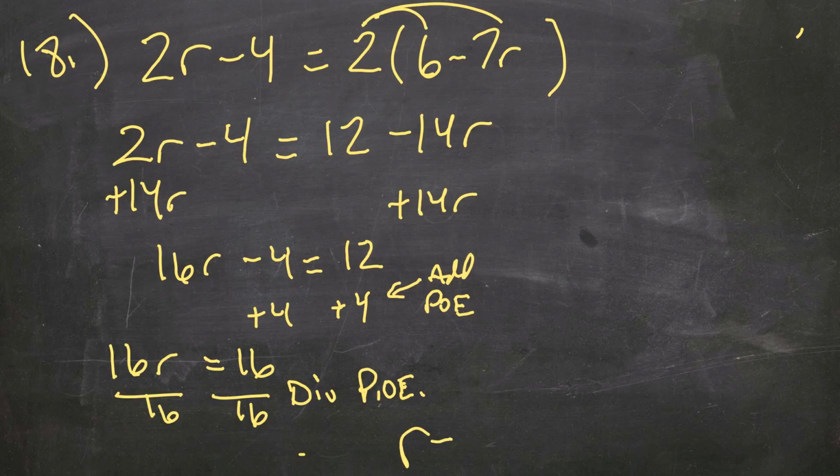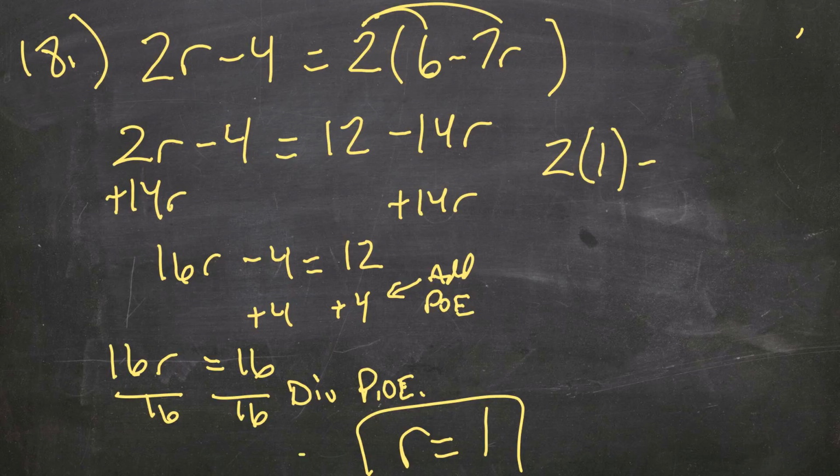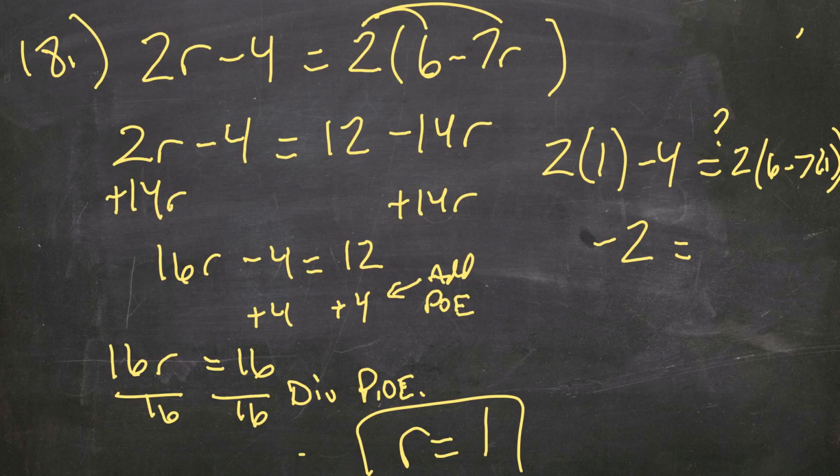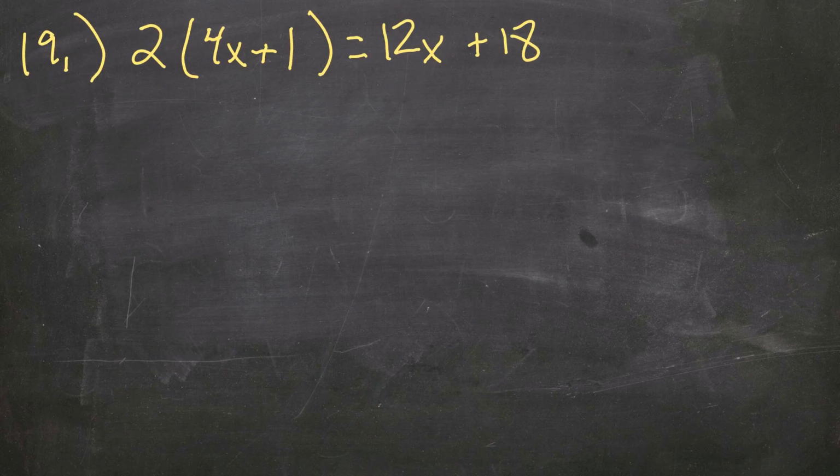So my final answer is r equals 1, because 16 over 16 is 1. Let's plug it in. 2 times 1 minus 4, does that equal 2 times 6 minus 7 times 1? 2 minus 4 is negative 2. 6 minus 7 is negative 1. 2 times negative 1 is negative 2. It works. Alright, that's it.